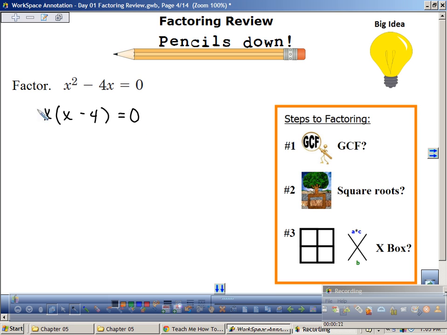This means I have two factors multiplied by each other and they make 0. So I'm going to solve for both of them. I have x equals 0 and I have x minus 4 equals 0. I already know that x equals 0, so if I add 4 to both sides, I get x equals 4.